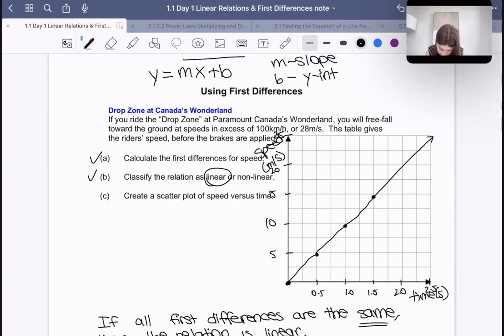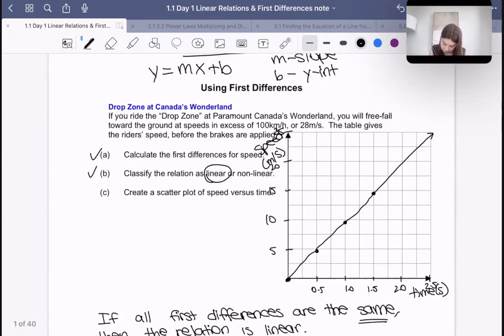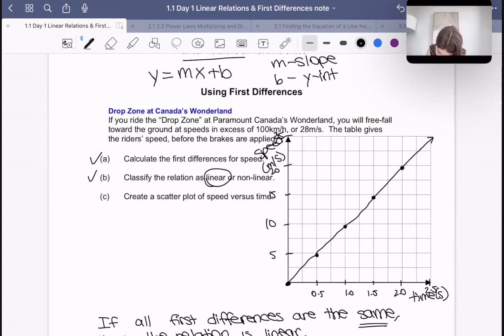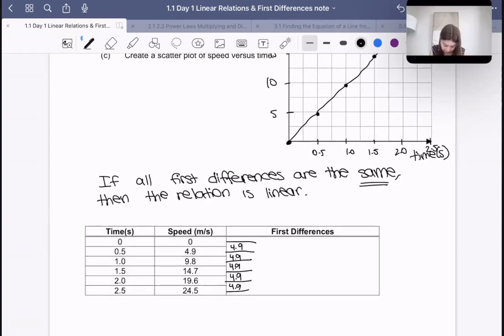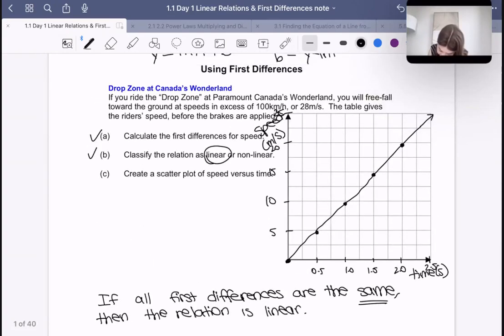Okay, and then 2 should be 19.6. So yeah, that looks about right, about 19.6 there. And then 24.5 would be 2.5. So that would be just shy of that 25 mark. So there we have it. There it is. So we have now done part C and created that scatter plot.